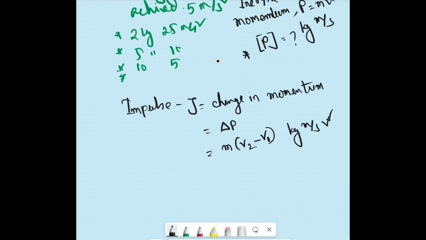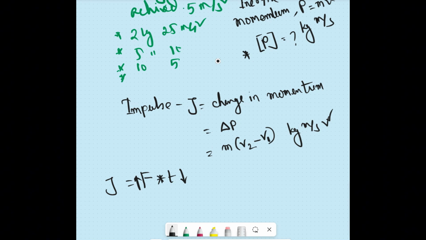But if the question asks what is impulse force, right? What is impulse force? So impulse force is equal to F times T. Here F will be more and T will be very less. So a large amount of force can be applied within a very short period of time. This is called impulse force.